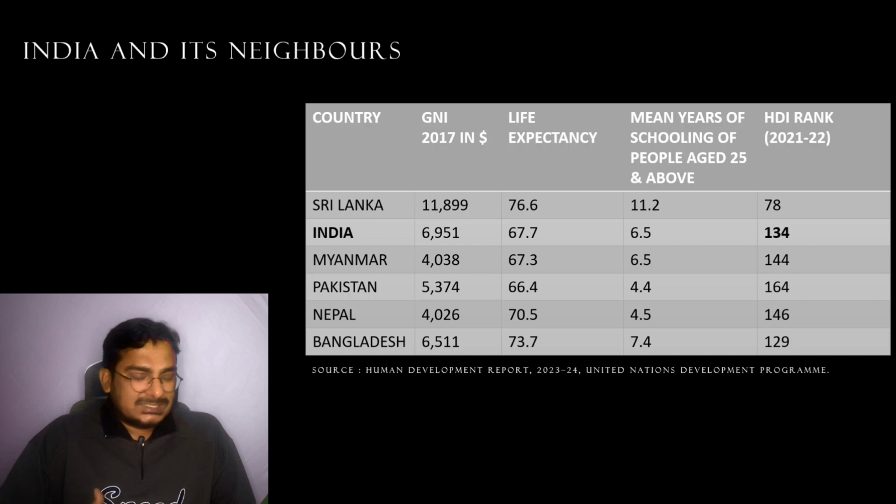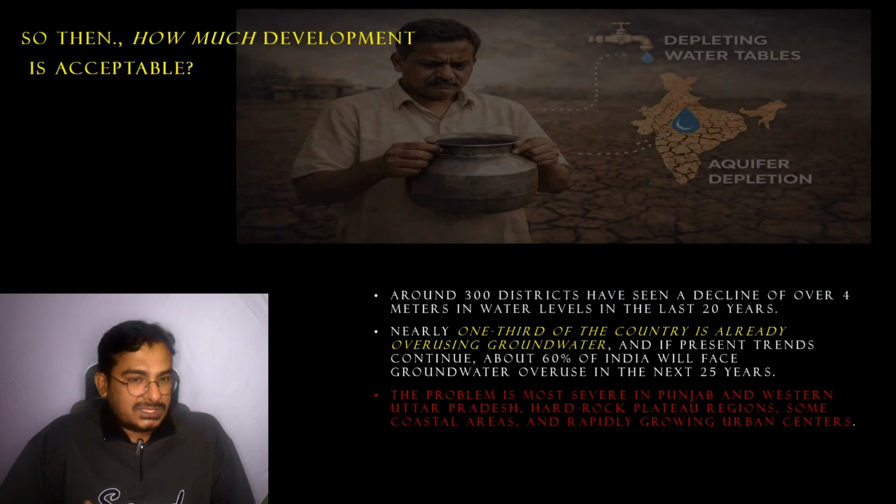Now, since we are discussing development, how much development is actually acceptable? There are a lot of issues with regards to development. That's why this question comes up every now and then. There are around 300 districts in India which are seeing a lot of decline in water levels in the last 20 years, and one third of the country is already overusing the groundwater. So this is another problem. The problem is majorly faced in Punjab, in the plateau regions, and some coastal states as well. Now, what about the oil reserves? Since we've discussed water, we will also look at oil.